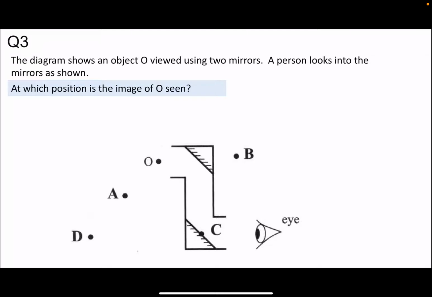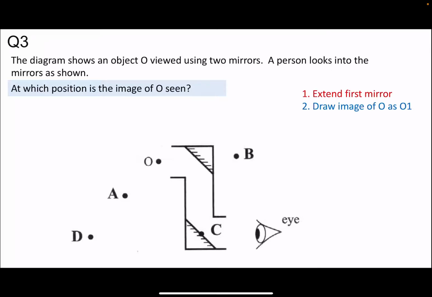Let's look at question 3. The diagram shows an object O viewed using two mirrors. A person looks into the mirror as shown. At which position is the image of O seen? So this is a typical periscope. To do this type of question, you need to know where the mirrors are. You can extend the mirrors and find where the images are, and the image of one mirror can become the object of a second mirror.